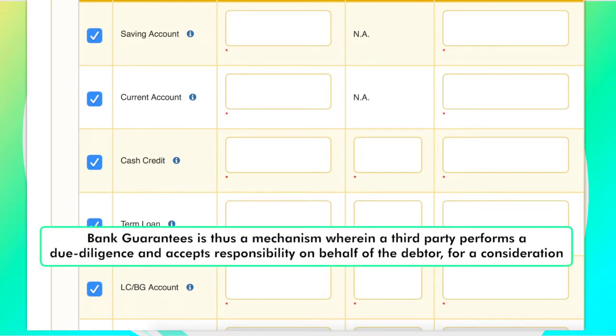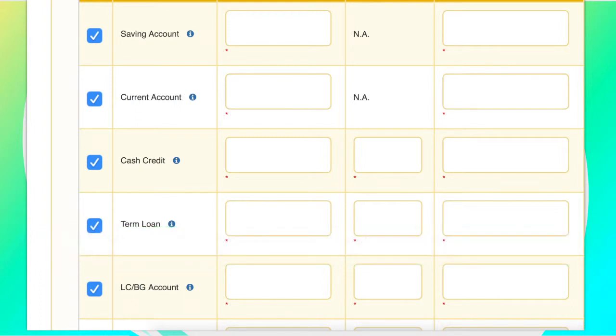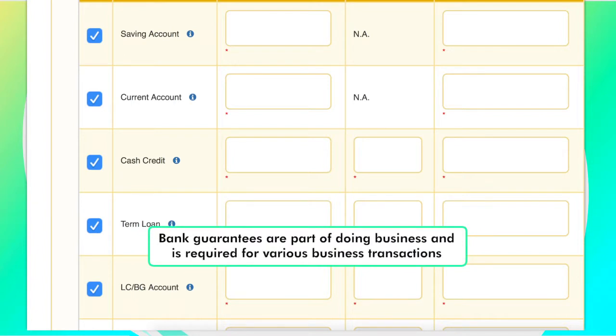Bank guarantees is thus a mechanism wherein a third party performs a due diligence and accepts responsibility on behalf of the debtor for a consideration. Bank guarantees are part of doing business and is required for various business transactions.